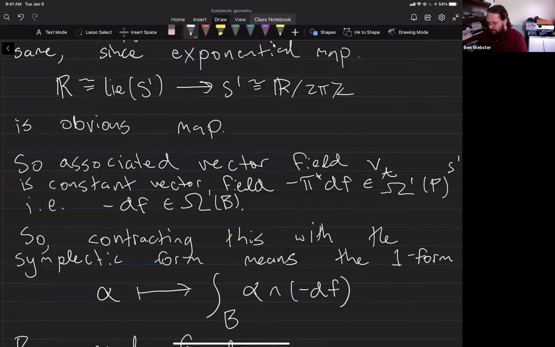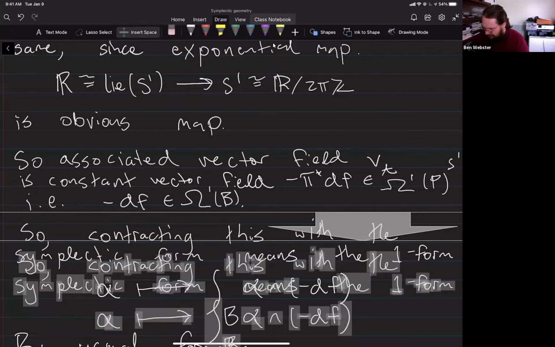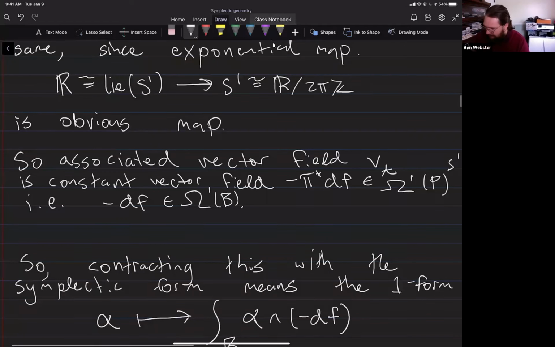Okay, well, now I want to check that I get the properties of a Hamiltonian action. I don't know why this is so slow, specifically when I'm sharing. Never had this issue other times.